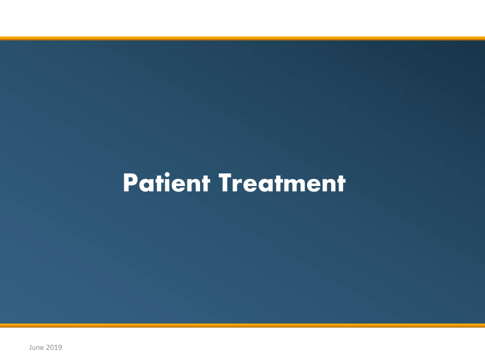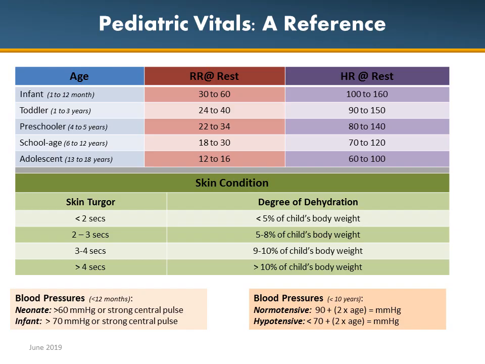Awesome. Moving on to the patient treatment. On this slide, we are now providing pediatric vitals. Now remember, these are a reference, right? They're all age-based. So we have respiration rate, heart rate, skin condition, blood pressures, normal tensive blood pressures, and how to calculate, and hypotensive blood pressures, and how to calculate.